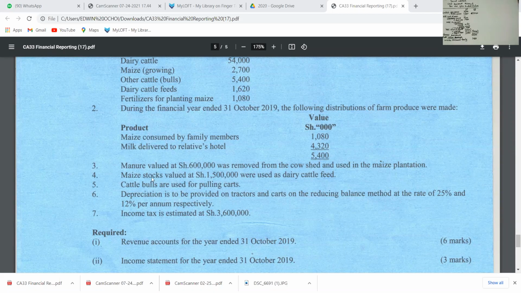So number 4, maize stocks valued 1.5 were used as dairy cattle feeds. So remember that under crop, this one would be treated as revenue. But under livestock, this would be treated as an expense. It's the same with additional information number 3. Manure which was taken to the farm, that is under maize plantation. Under livestock, it would be treated as revenue. But under crop, it will be treated as an expense.